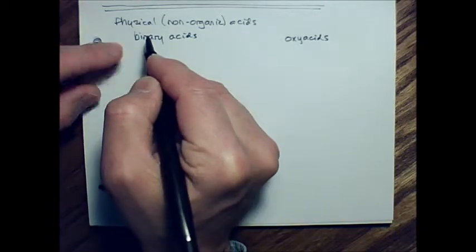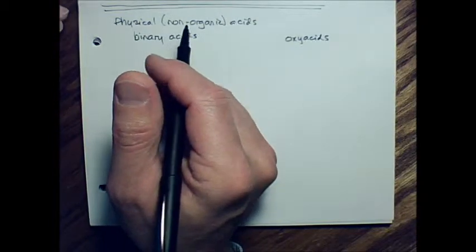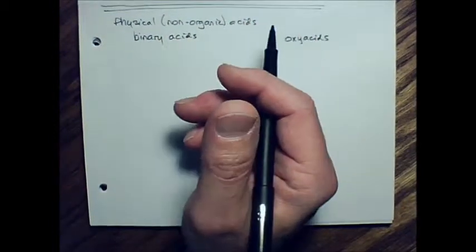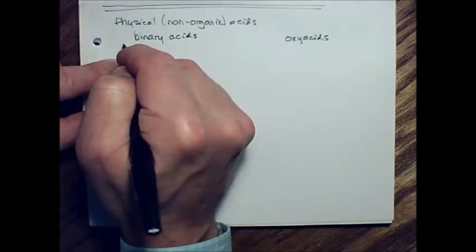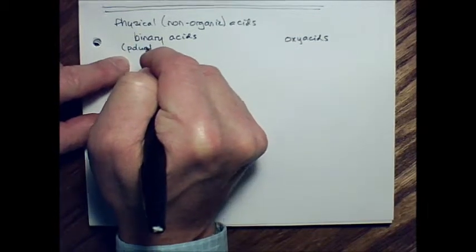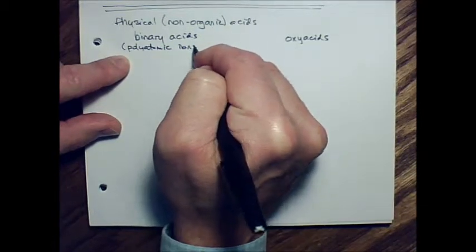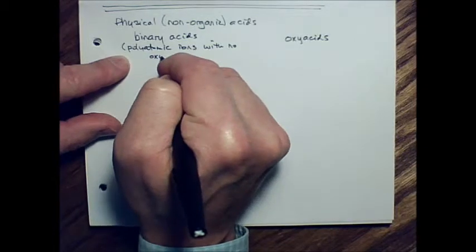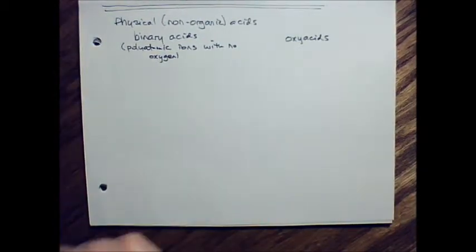Now, there are some that are rare in a sense, but they're out there. They're common in the sense there's a lot of it, but we don't face it very often. In binary, we also include the polyatomic ions with no oxygen. So this naming system applies to those polyatomic ions that have no oxygen.